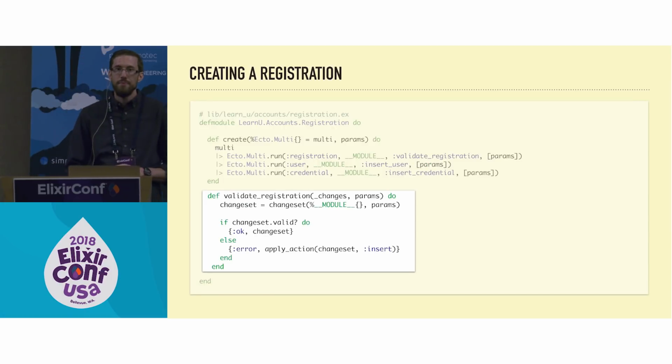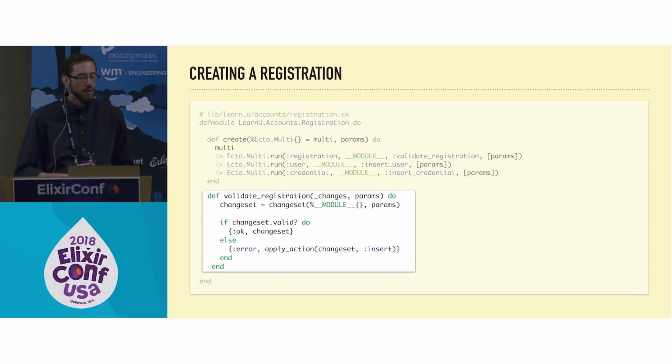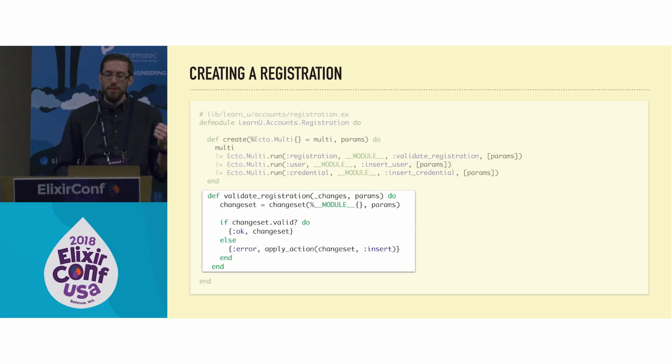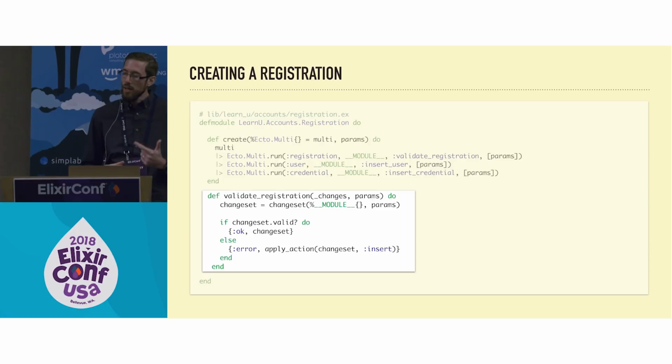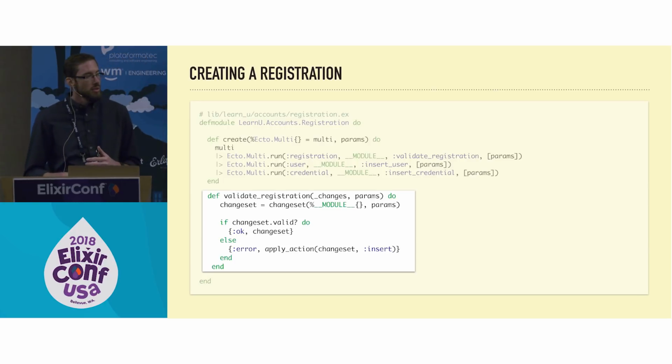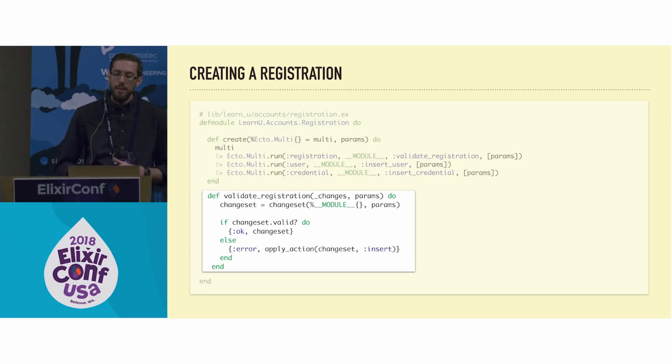The validation function simply checks whether the given parameters result in a valid registration. Being a part of a Multi, this function takes two arguments. The first is a map of changes from the Ecto Multi thus far, and the second is params from the form. Ecto Multi expects either an OK tuple or an error tuple response. Here, when the changeset is valid, then an OK tuple is returned, and Ecto Multi takes the changeset and stores it under the registration atom key in its map of changes.